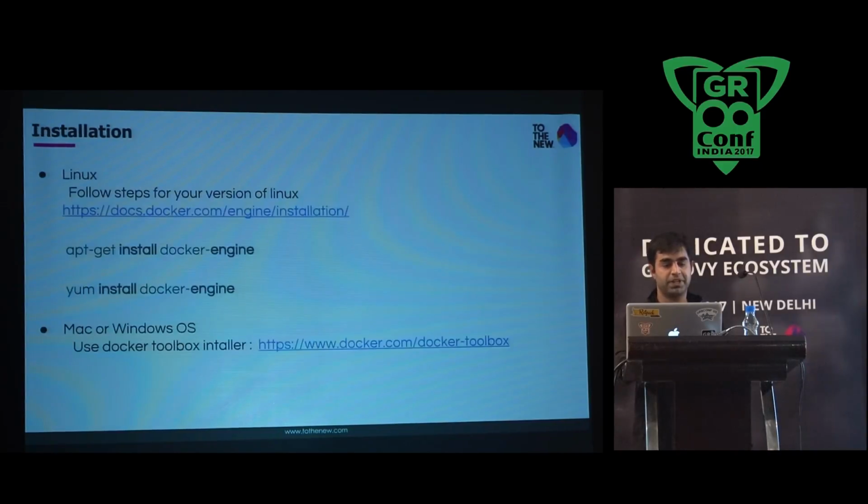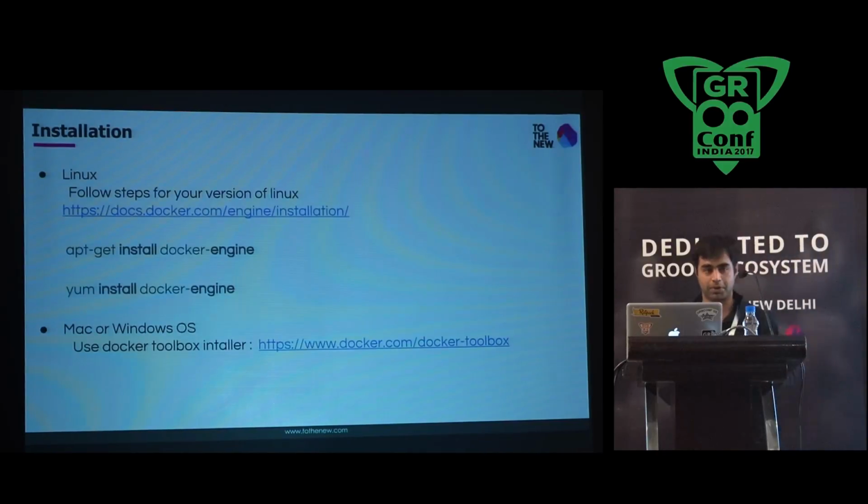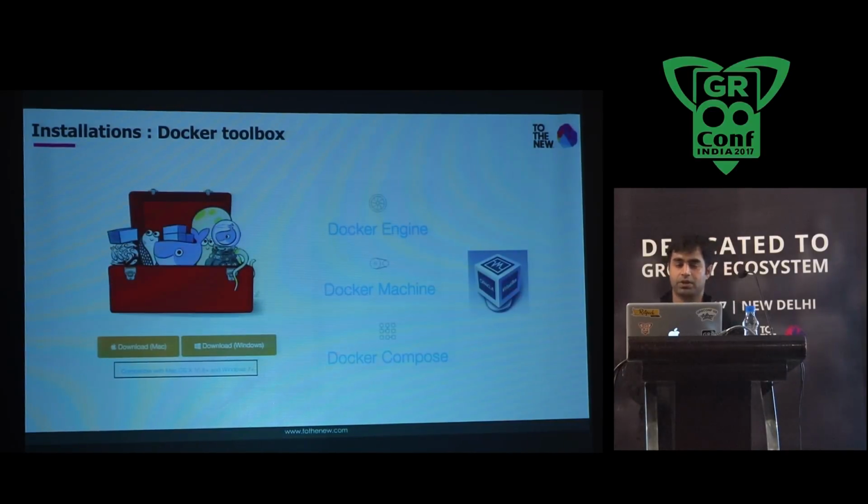Installation. It's pretty easy. If you're using Linux, you could just do apt-get install Docker engine, or if you're using Mac, there's Docker for Mac, Docker for Windows, or you could install Docker Toolbox. You could follow the instructions on this page. With Docker Toolbox, there are 3 utilities which come: Docker engine, which is daemon and client, Docker machine, and Docker compose. There's another utility we'll talk about in later slides.